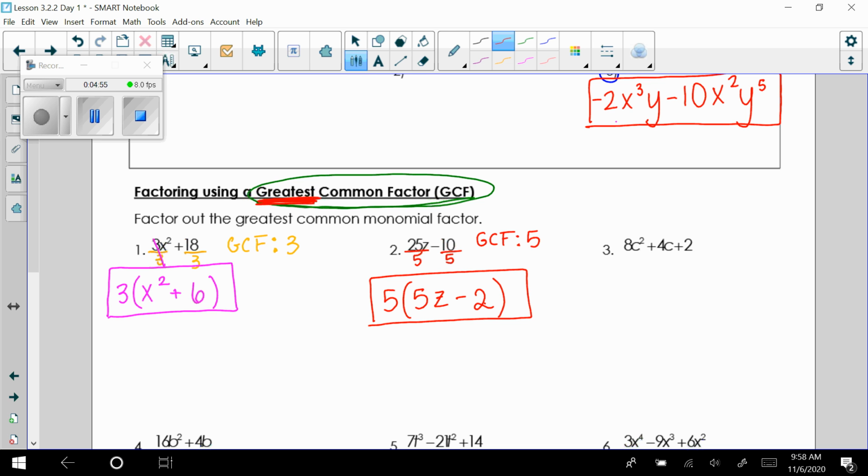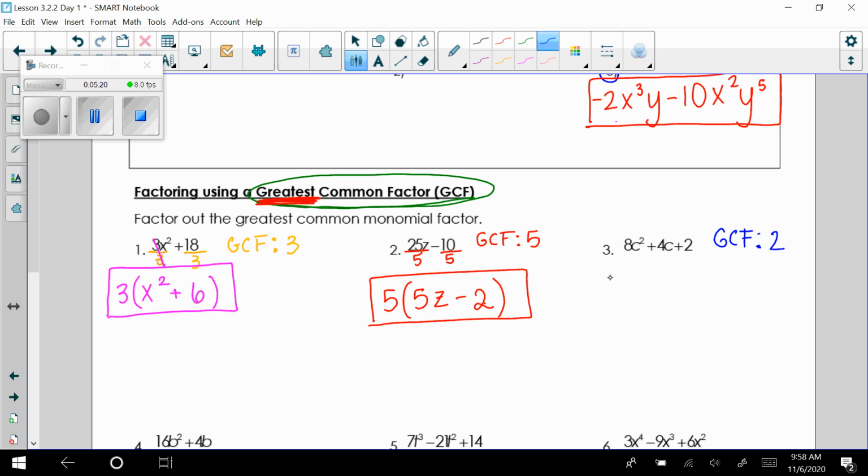All right, so take a look at number 3, and I want you to think, what is the biggest number that divides into all three of those terms. Okay, so you should have gotten 2, right? 2 is the biggest number and variable that divides into all three of those terms. So our GCF for this problem would be 2.